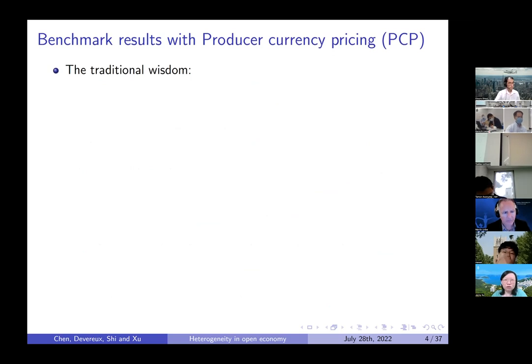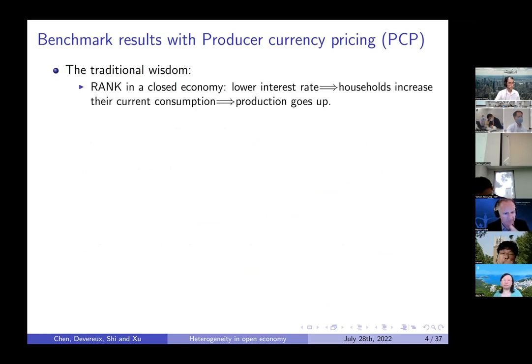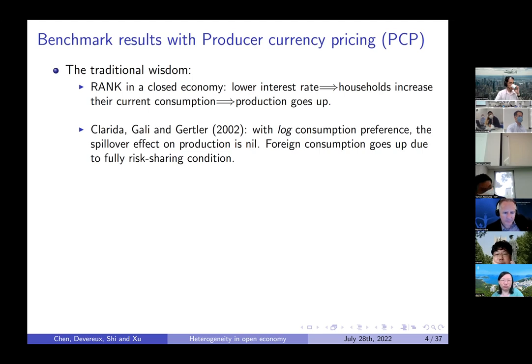So what is the major finding? From the traditional wisdom, that is the standard open economy model without heterogeneous agents, which we call the representative agent model, we have a lower interest rate, and then households increase their consumption.